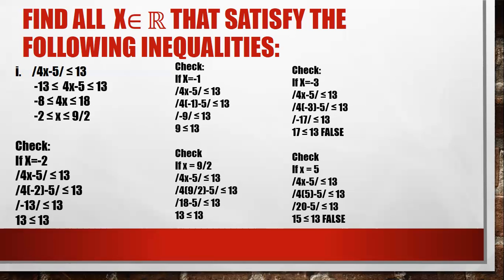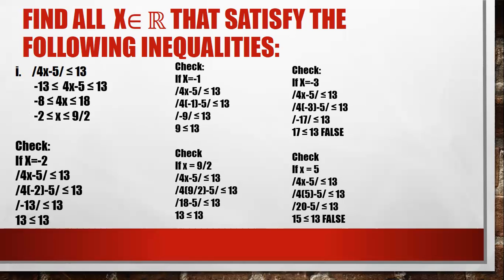Let's try also if our x is greater than 9 over 2. Is it satisfied? So let's check. If our x is equal to 5, let's substitute the value of x. So the absolute value of 4 times 5 minus 5 is less than or equal to 13. So 4 times 5 is 20 minus 5 less than or equal to 13. 20 minus 5 is positive 15, and the absolute value of positive 15 is 15, less than or equal to 13. Is 15 less than or equal to 13? Nope. Therefore, this value of x that is more than 9 over 2 does not satisfy our equation.